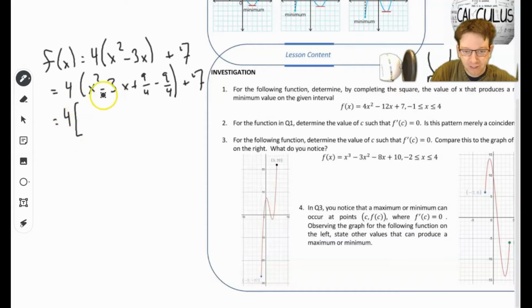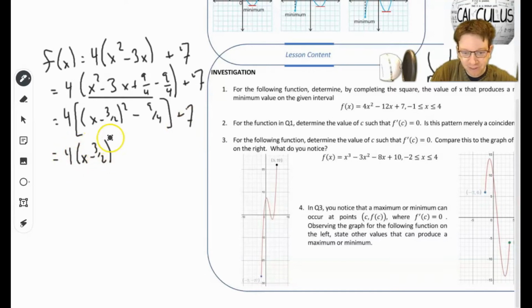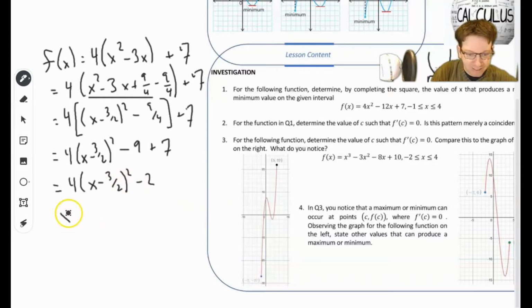Alright. So now right there is our perfect square. So we're just going to have x minus 3 over 2 squared, and we still have this negative 9 over 4. Multiply that 4 through. Get 4 times x minus 3 halves squared. This works out nicely. 4 times negative 9 over 4 is just negative 9, plus 7. And now we can just take that plus 7 finally. x minus 3 halves squared minus 2. Okay, so we get that vertex at x equals 3 halves. So that's where the vertex is.